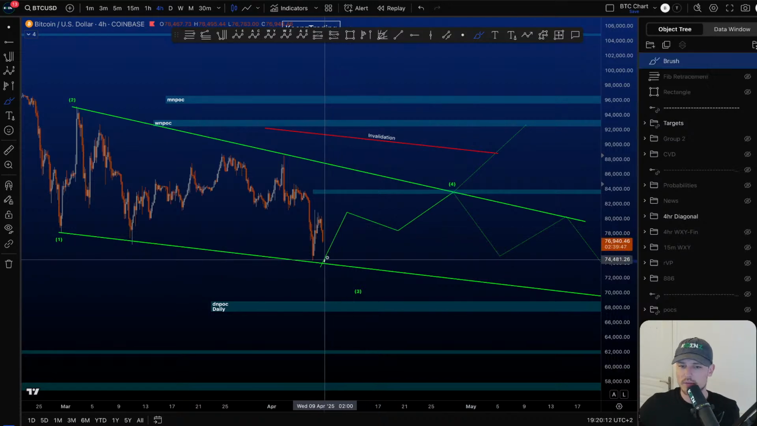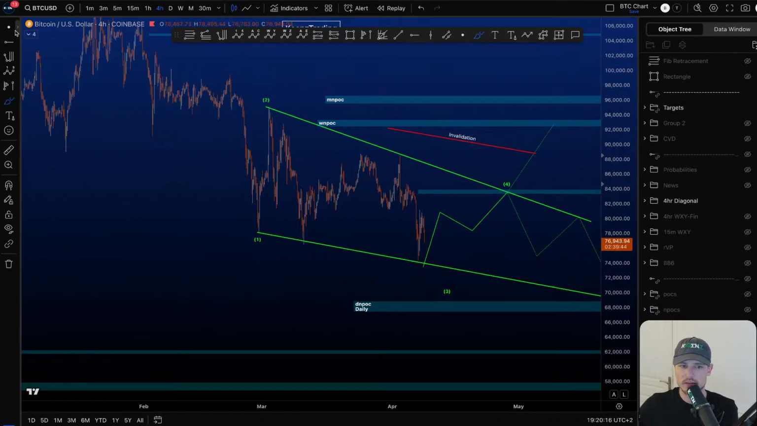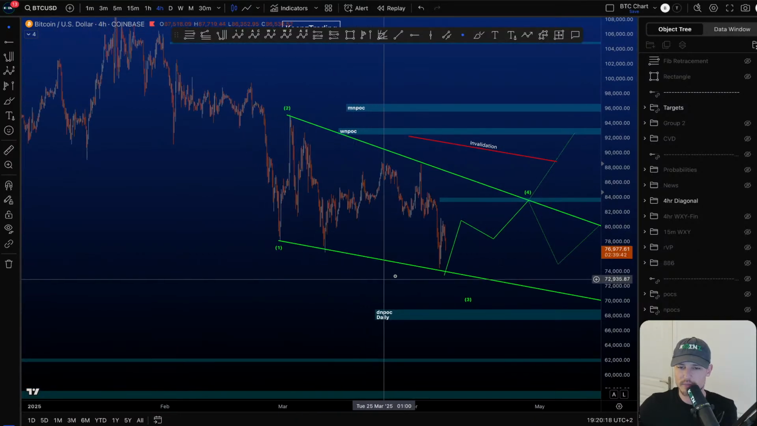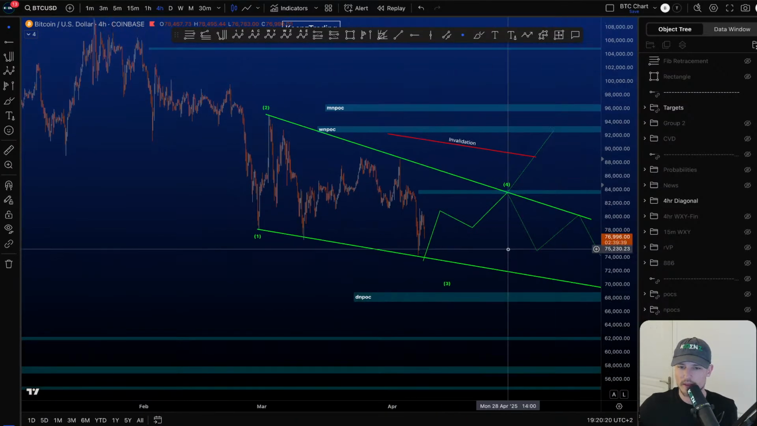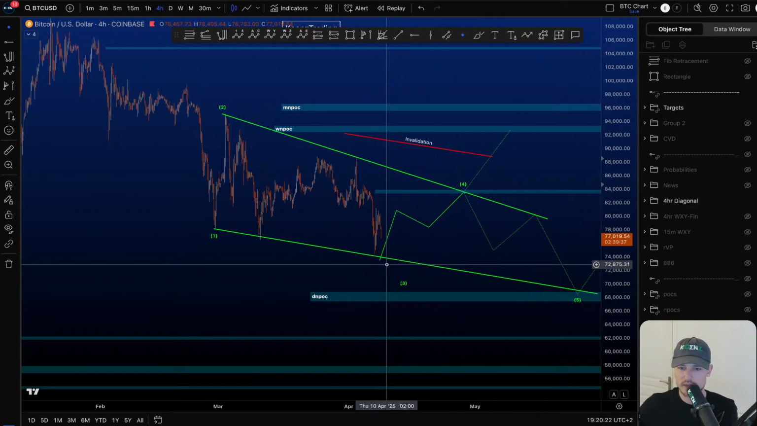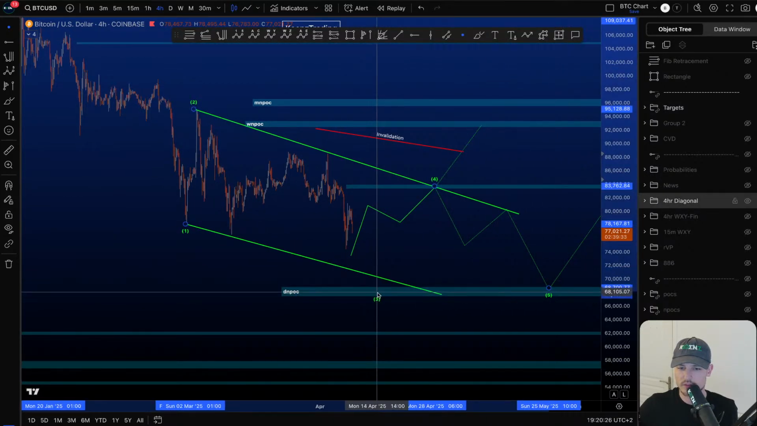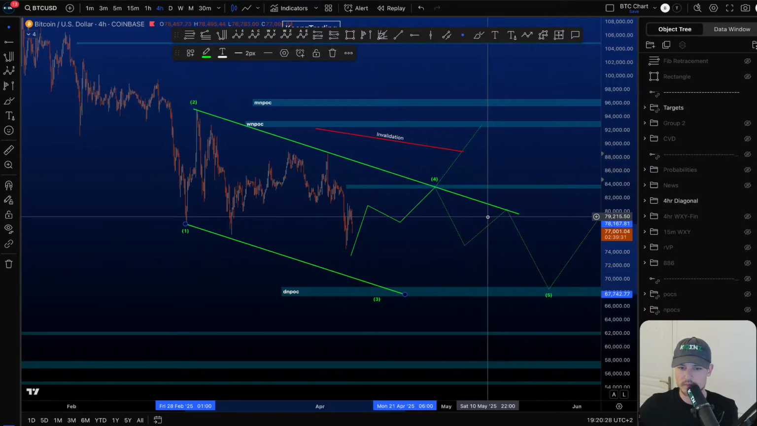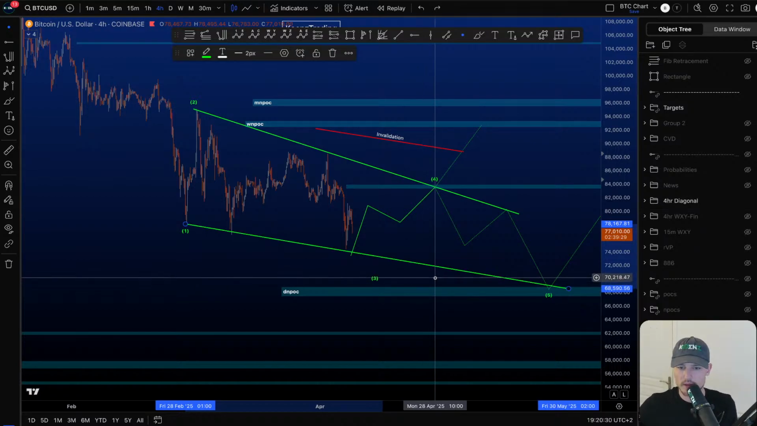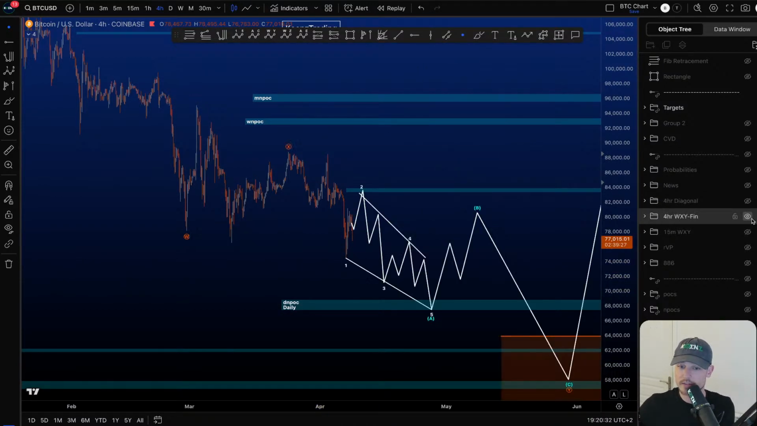Because I'm not convinced this is a wave 4 of such a big diagonal. Right? It doesn't really make sense. It's very, very short. So in other words, if price would fall down, all these lines are gonna move, right? And you're gonna do like this. So, and that is with regards to the diagonal.